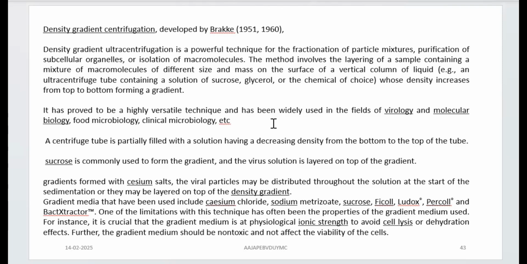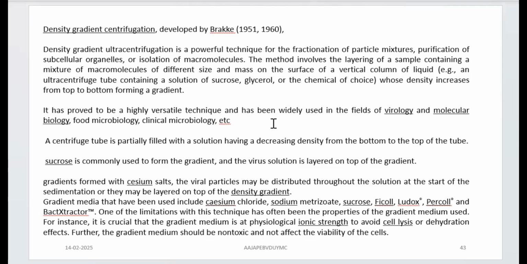When it comes to density gradient centrifugation, it is ultracentrifugation. It's a really powerful technique for fractionation of mixtures of cells, mixtures of particles, mixtures of components of a cell, that is subcellular organelles, and even for isolation and purification of macromolecules. Here you have separation on the basis of size and mass of the molecule of your interest. You have a column of liquid, that is the centrifuge tube, in which you develop a solution gradient.